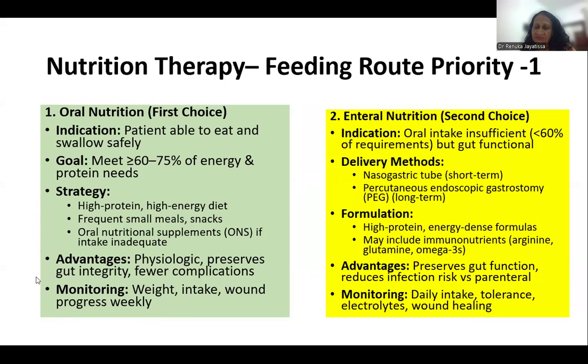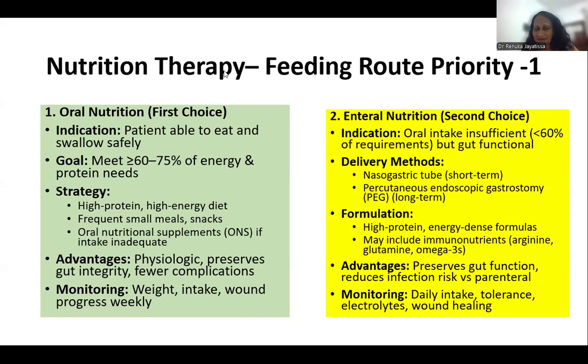What is the second choice? The second choice is enteral nutrition. When the oral intake is insufficient, then we have to go for enteral feeding. The short-term option is the NG tube, and the long-term one is the PEG. These are for patients like stroke patients and those with pressure ulcers. So you have to think about these things. But sometimes you also have to look at it in the palliative concept.